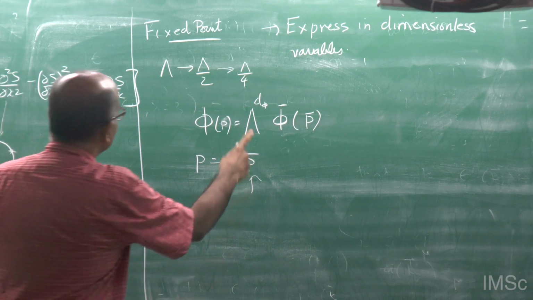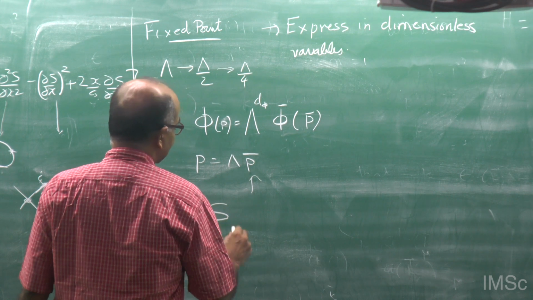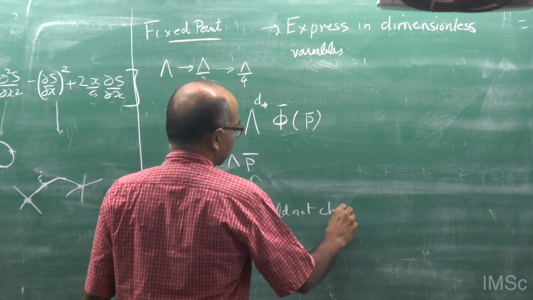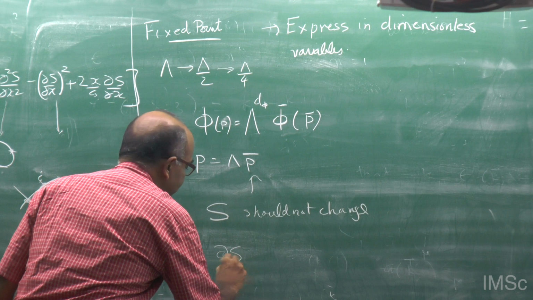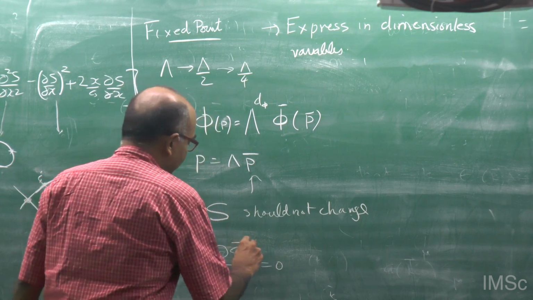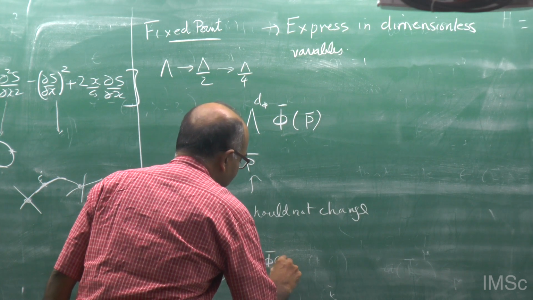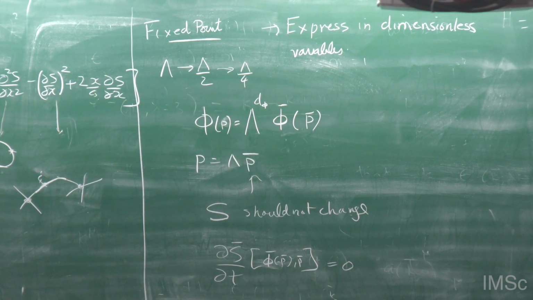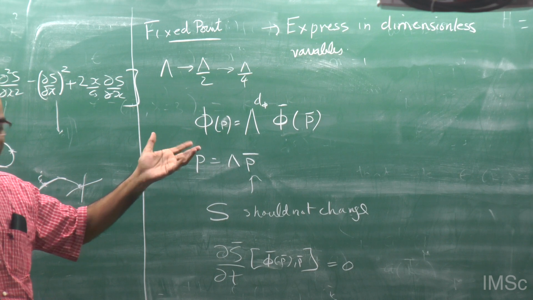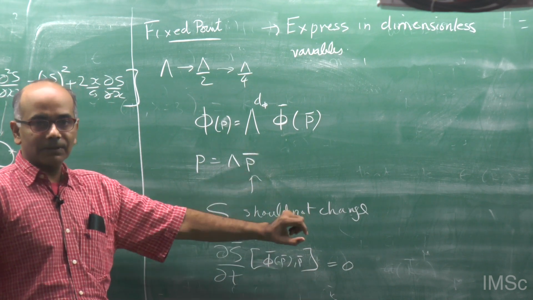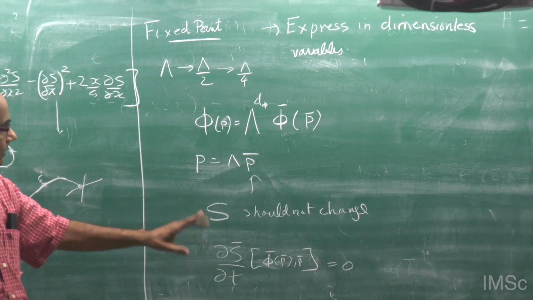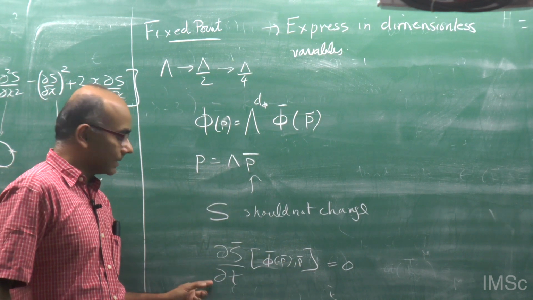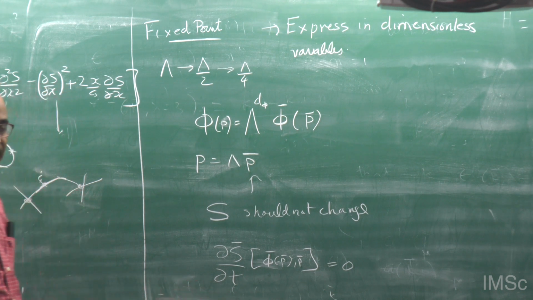Okay. And expressed in terms of dimensionless variables, S should not change. Which means dS by dt equals 0, but I'll put a bar here to say that it's all in terms of fixed. So everything inside here is dimensionless, because the action itself is dimensionless. Fields are dimensionless, momenta are dimensionless, the coupling constants are dimensionless. Everything is dimensionless in terms of the current scale. And once you express it in terms of dimensionless numbers, there's no further t dependence. That's the statement of the fixed point.